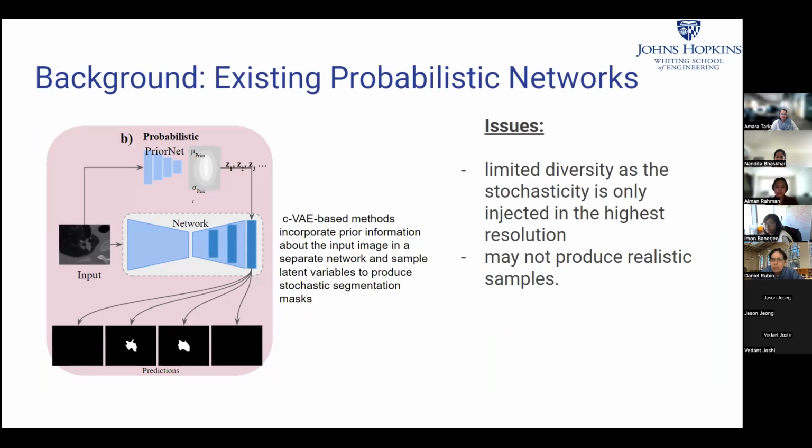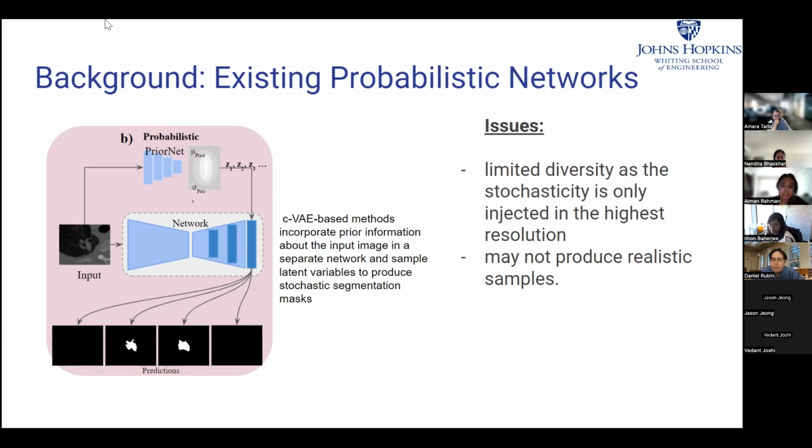Okay, so let's talk about some of the background of the existing probabilistic networks. Rather than talking about any specific one, I'll just talk in general about how the existing probabilistic networks work. At the heart of these networks, you have a segmentation backbone, which can be a UNet or any other segmentation network. This segmentation network works like your normal segmentation network: you pass an image and you get a segmentation mask. But we want multiple segmentation masks per image.